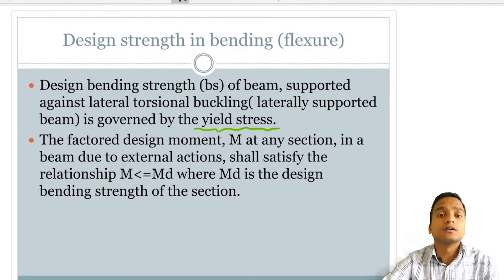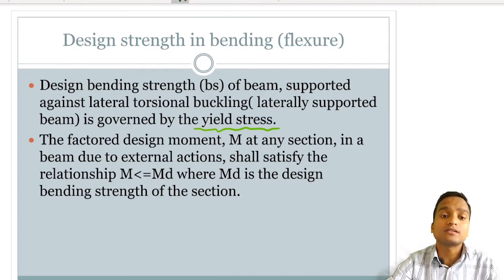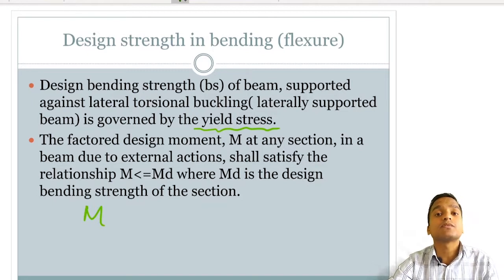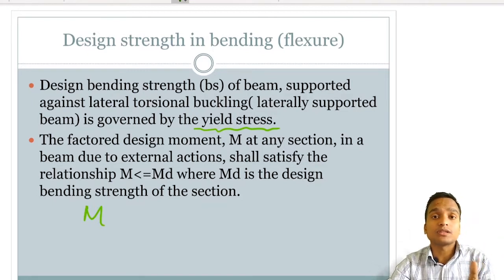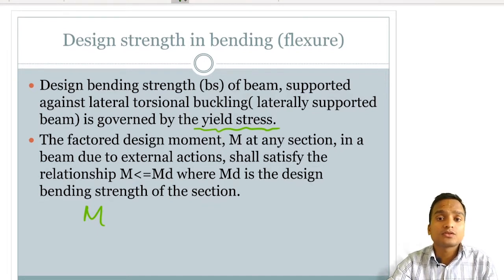So the beam supported against lateral torsional buckling, or the laterally supported beam, is governed by yield stress and the factored design moment M. Now the factored design moment M is calculated with the help of loadings which come on the beams. So there are basically dead load and the imposed load, and sometimes wind load also is exerted on the beams. So the factored design moment M can be calculated like in the case of uniformly distributed loading.